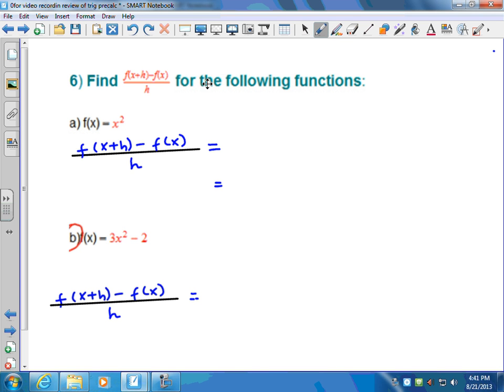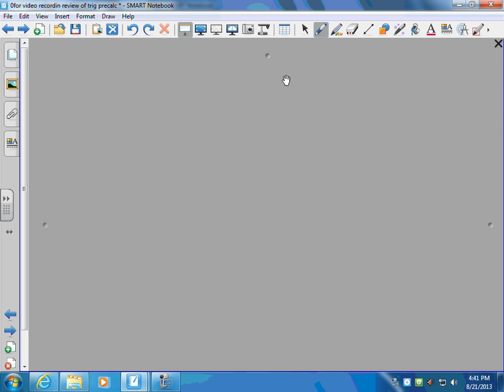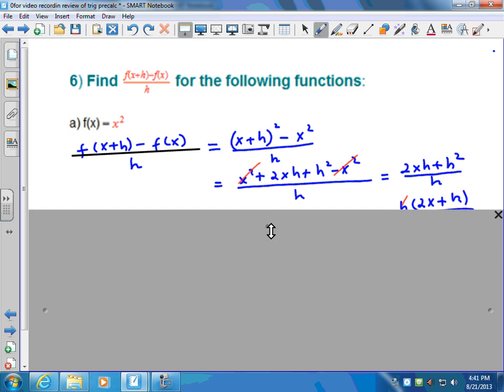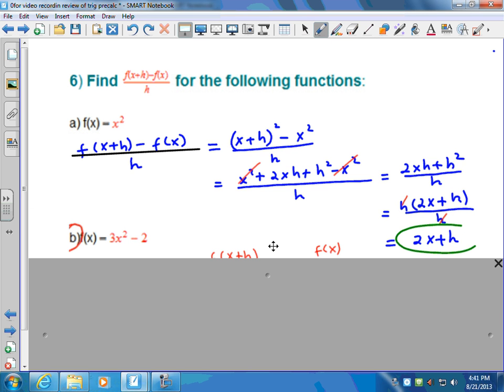For the first one, to find f of x plus h, just take your f of x, and everywhere you see an x, replace it by x plus h. So this is what we get. Minus f of x, that means just write the same given function as it is, everything divided by h. And all you need to do is, after this point, simplify this a little bit, which I have done on the next page. I did the FOIL for x plus h quantity squared. I got this. Then I cancel the plus and negative x squared with each other. I got this. And then I factored out an h from the top and canceled that with the h from the bottom. So there's our answer there.